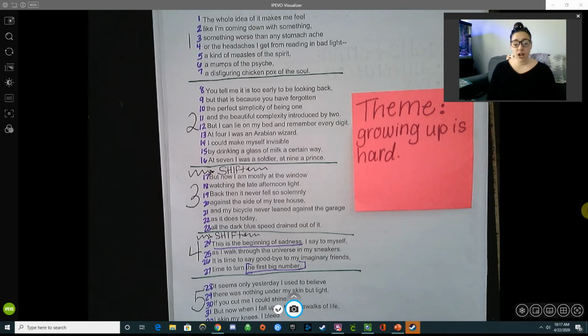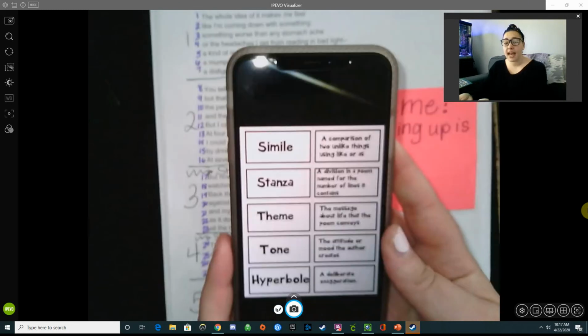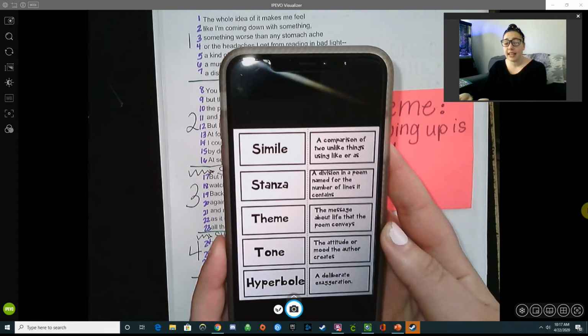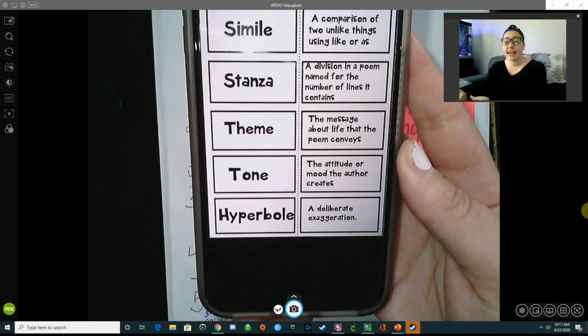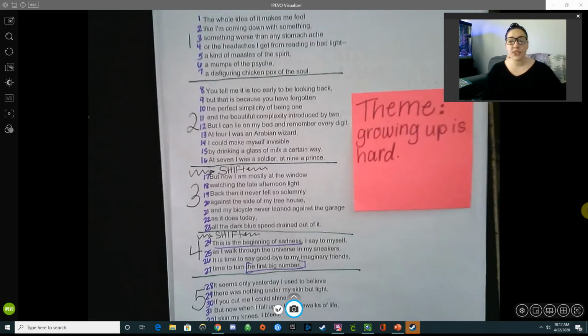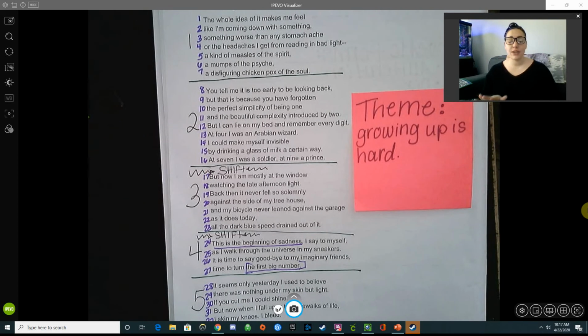If we talk about the tone, the attitude towards growing up, the mood that the author is creating. Again, if we go back to our terms, we have some of these here. Theme, the message about life that the poem conveys. And then also we have tone, the attitude or mood the author creates. That's what I'd like you to think about now. So pause this video again, please, and take a minute to think. Write down tone or attitude. What do you think the tone of this poem is?